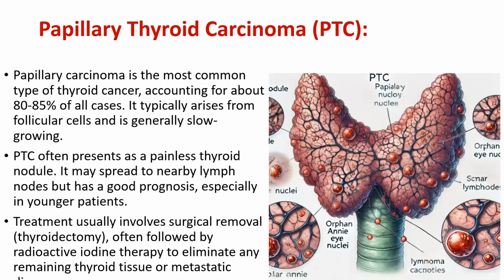Papillary thyroid carcinoma, this is the most common, making up more than 80% of all cases. It typically arises from follicular cells, and it presents with a painless thyroid nodule, which can spread to nearby lymph nodes. But the good thing is that it has a good prognosis, especially in young patients.